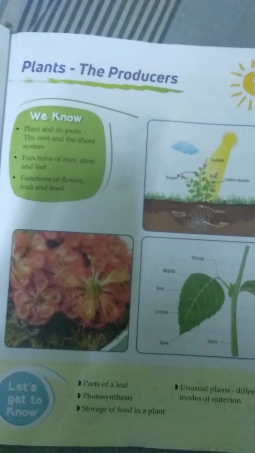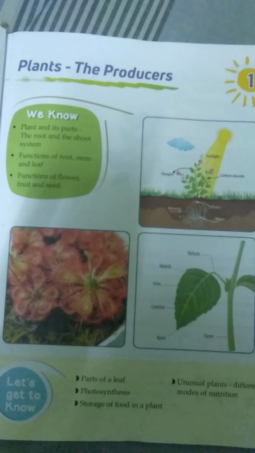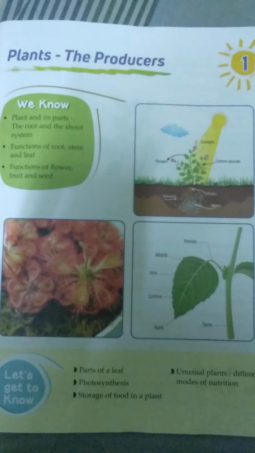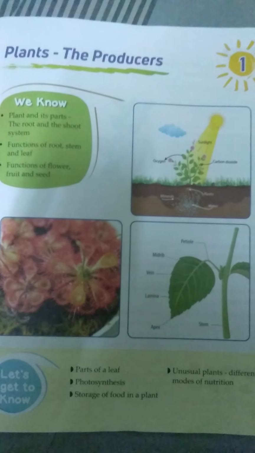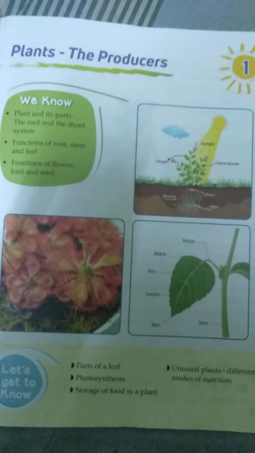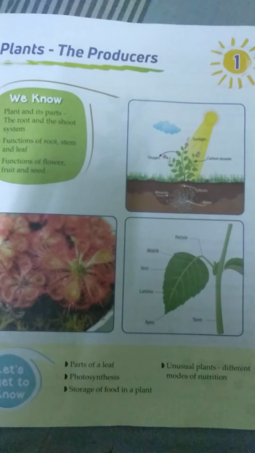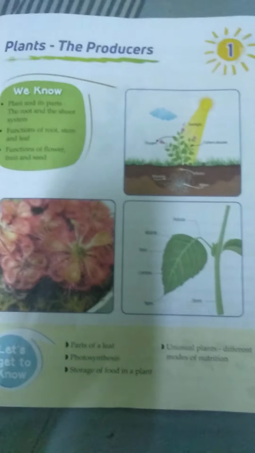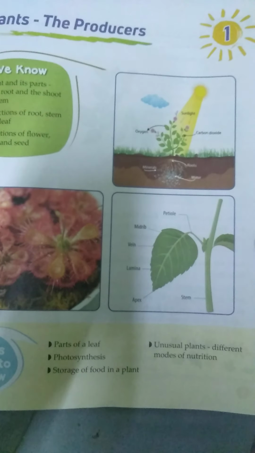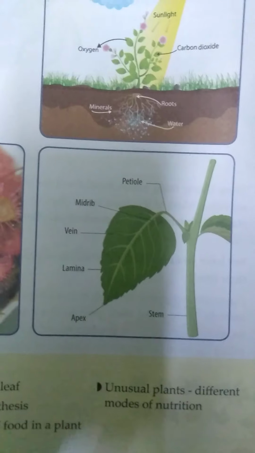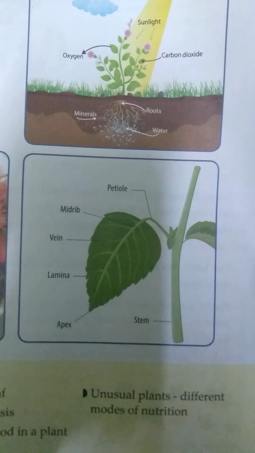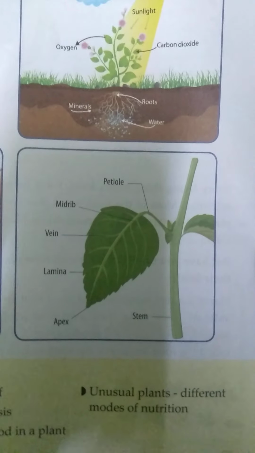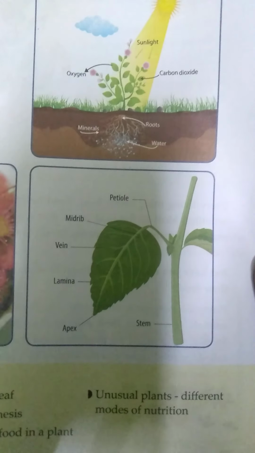The first one, we should know what are all the systems of the plants, that is the root system and the shoot system, and with the help of oxygen and sunlight how the photosynthesis process takes place. All these things we'll study in this chapter. This is just an introduction about the lesson on the first page, and here they show clearly what are all the parts of the leaf, that is, from the stem how the leaves come out, and what are the parts of the leaf.